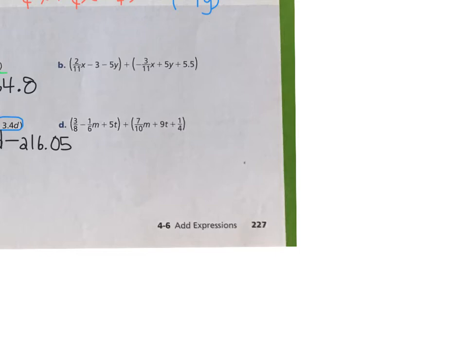In part B, we see we have fractions, but our strategy does not change. So we're still looking for variable terms that we can put together. So I see that I have two terms that both have x with them. So I'm going to do the operation 2/11 x minus 3/11 x. And I'm just computing with the numerators, 2 minus 3, and I get a negative 1/11 x.